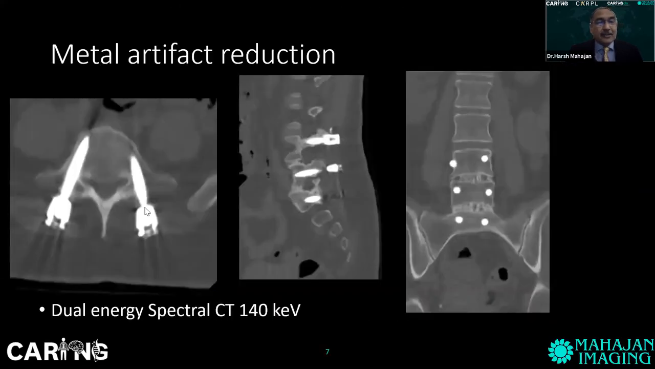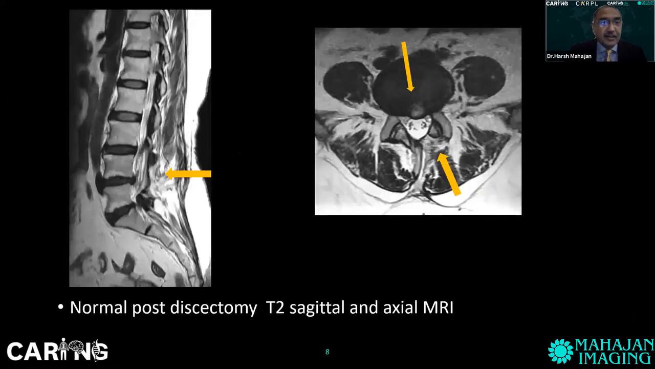And this is dual energy spectral CT. Again, the beam hardening artifact, which is a hallmark of CT, is taken up by this. And these are CTs which are very expensive, and there are a handful of these in the country. And this is from our own case.